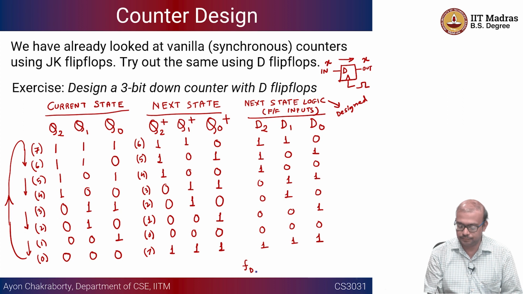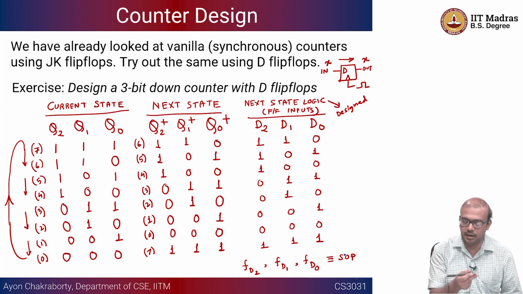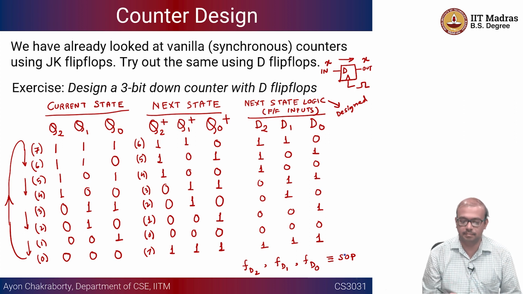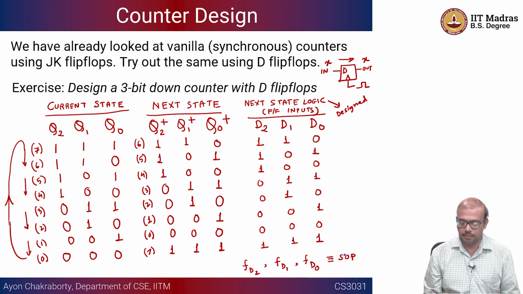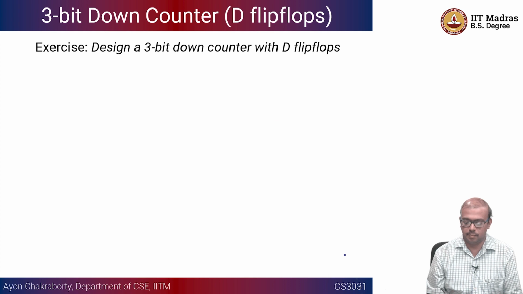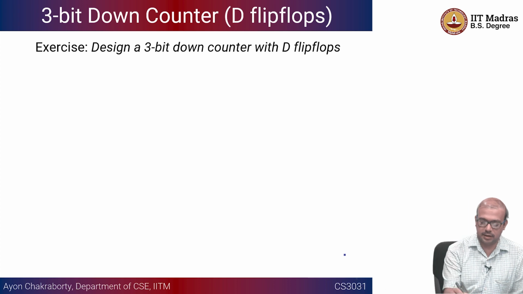So for D2, a function for D1 and a function for D0, which could even be the SOP. You can just look at the min terms, and for every such min term you can add them. Wherever there is a 1, you can simply find the SOP expression, or you can simplify them. I will leave that to you as an exercise, but I'll try doing at least one of them. So let us see how to do this.